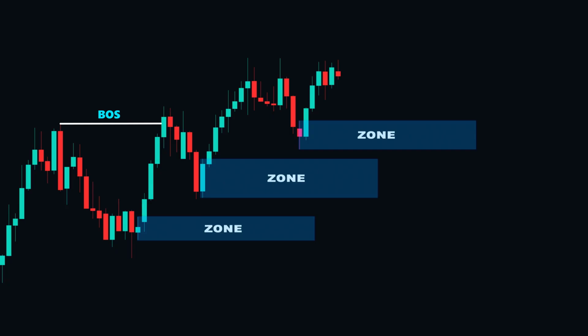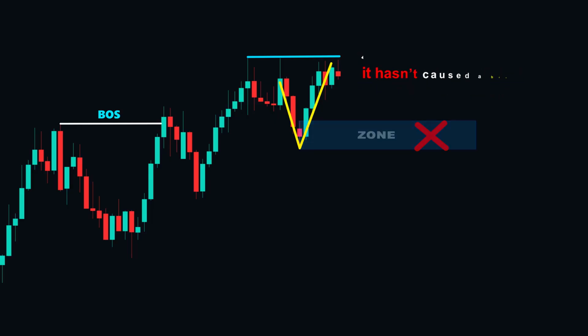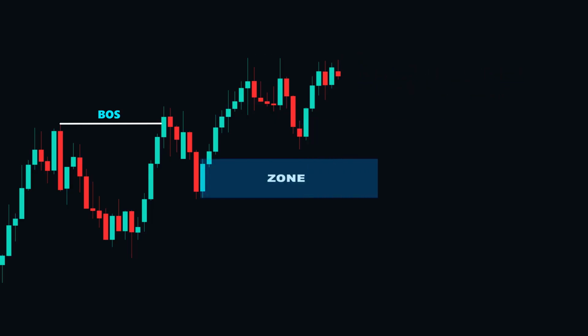Now, if you wanted to buy this market right now, which zone would you choose? Let's check them one by one. Zone 1 doesn't look strong because it hasn't caused a break above the recent high. No break of structure means no clear sign of strong buyers here, so we can remove it from our list. Zone 2 is more interesting. It actually did cause a break of structure, and there are no equal lows below, which is good.